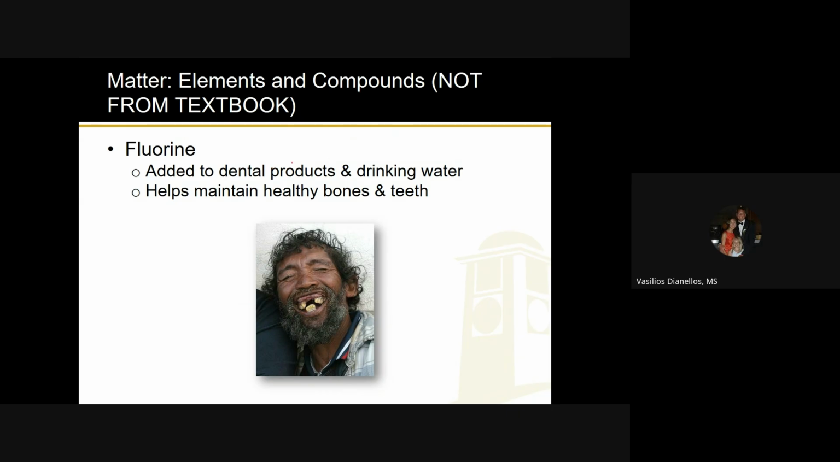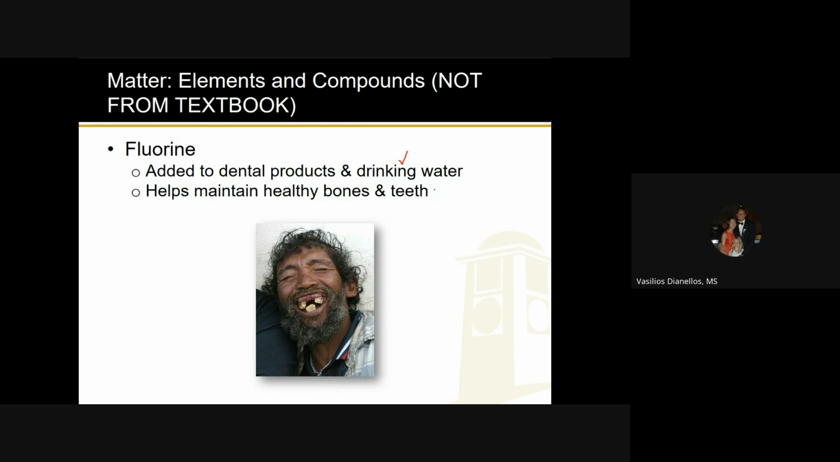We add it to, like, toothpaste or mouthwash. We add it to drinking water in most places in the United States for now. We still add it to our drinking water. It does, like the old textbook says, maintain healthy both bones and teeth, right? It is needed for our health. And I bring this up as a great example, and I'm glad the old textbook included it, because this is one of those great examples of chemophobia.